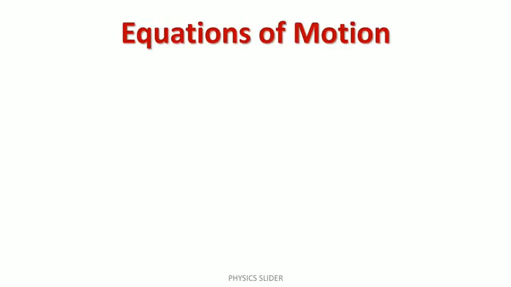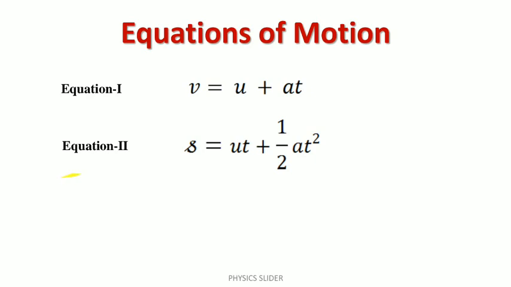Now let's talk about some equations of motion. There are three equations of motion. Equation first is v is equal to u plus at. v is final velocity, u is initial velocity, a is acceleration, and t is time. Equation second is s is equal to ut plus half at square. s is the displacement, u is initial velocity, t is the time, half is a constant, a is the acceleration, and t is the time. Here is equation third: v square is equal to u square plus 2as. v is final velocity, u is initial velocity, 2 is a constant, a is the acceleration, and s is the displacement.